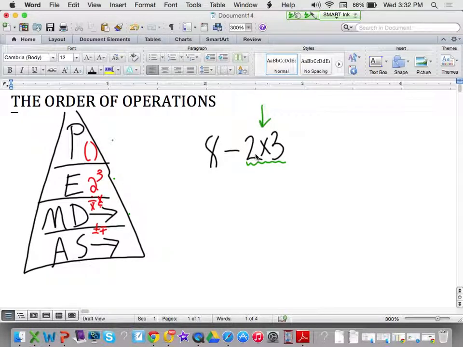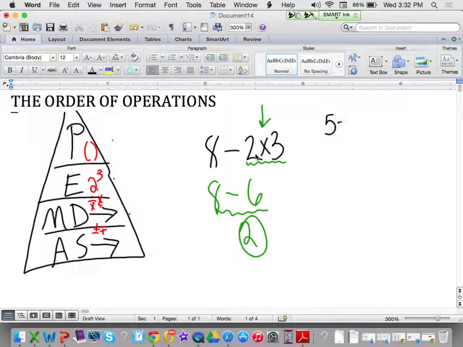I'm going to drop down to the next level the things I don't use, this 8 and this minus sign. I'm not touching them. 2 times 3 is 6. So now I have only one operation left. I'm going to do 8 minus 6 and get 2 as an answer. So that's how we do order of operations. Let's try a problem that's a little bit trickier.